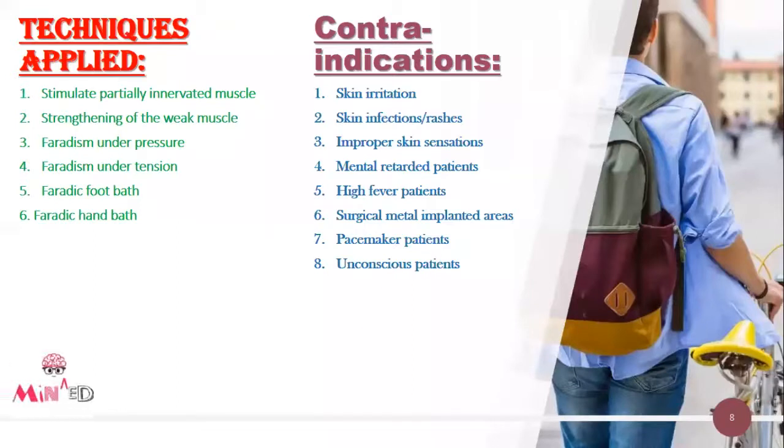And an innervated muscle is the muscle all of us have. There is full nerve supply, both sensory and motor. Strengthening of the weak muscle: if we do Faraday type current stimulation, it will strengthen the muscle. In case of partially innervated or partially denervated muscle, we mainly apply Faraday type current so that it will strengthen the weak muscle, and we re-educate that nerve to perform the maximum action.